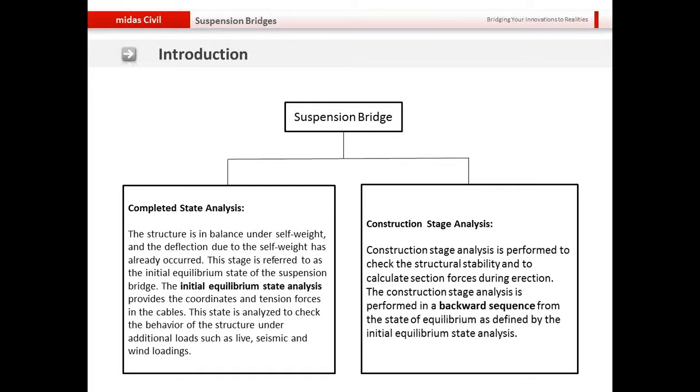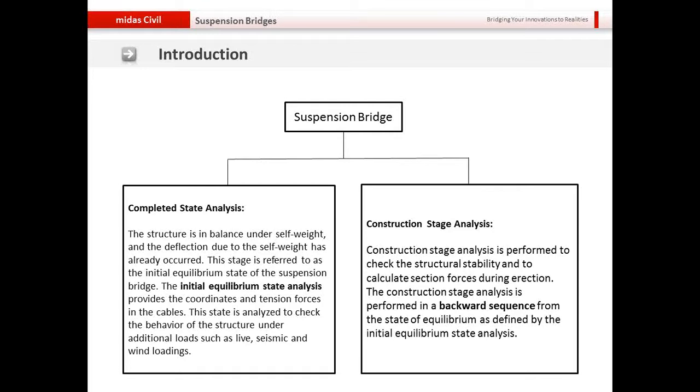This state is analyzed to check the behavior of the structure under additional loads such as live load, seismic, and other wind loadings. So basically, when the structure is completed, you can call it the final construction stage. The structure before applying additional loads, that particular phase, is called the initial equilibrium state, or the completed state of the structure, where just the self-weight is acting on the structure. When we do this type of analysis, we are able to obtain initial cable forces and the coordinates for the cables. Then we can go on refining it as and when required.